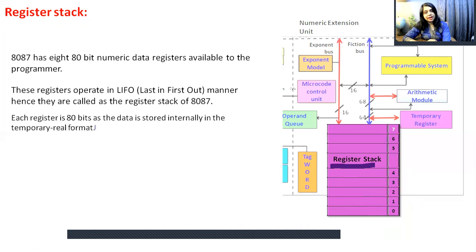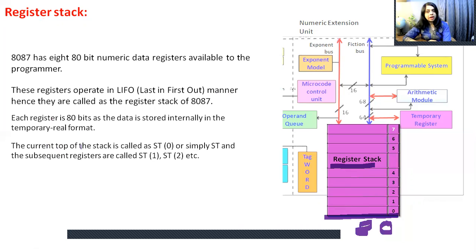Each register is 80 bits, so the size of every register is 80 bits. The current top of stack is called stack top. What is the meaning of this? Suppose data is stored in registers 0, 1 and 2, and 3, 4, 5, 6 and 7 are empty. So the last data is stored at register 2. So register 2 is nothing but the stack top. Stack top means top of stack.